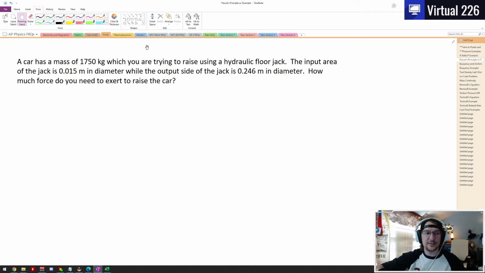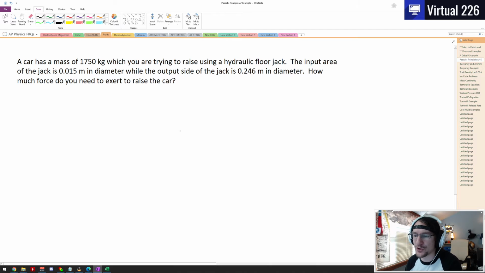That makes sense. You have more input distance than output distance, mechanical advantage. But you can lift up a car. Like, you're just a little human. How can you do that? Well, we're using physics and mechanical advantage here. So let's dive into this problem and see how Pascal's principle applies to this scenario.